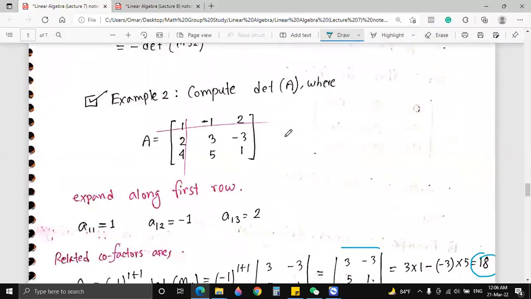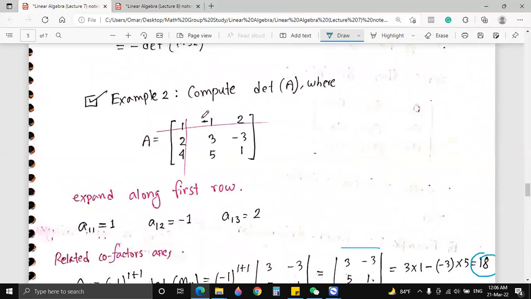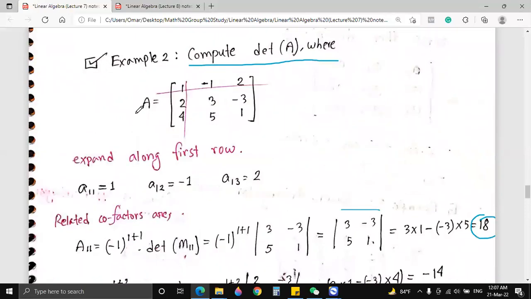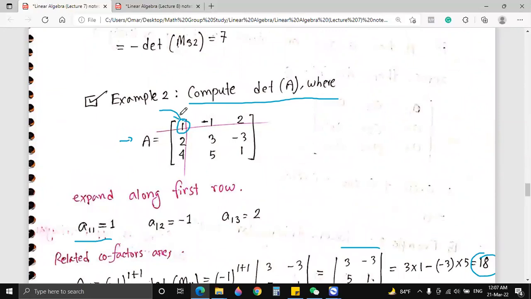Okay, let me show you here. So we are going to compute the determinant of A. Okay, here is our A matrix. So for the first row and first column, I mean this entry. So this is called A11, okay? And the value of A11 is 1.